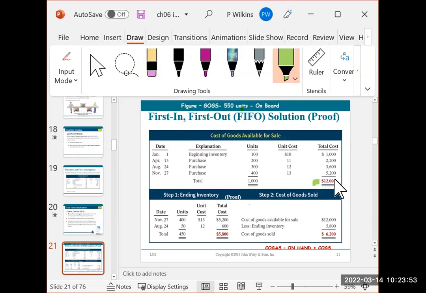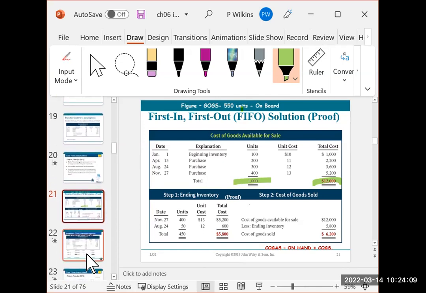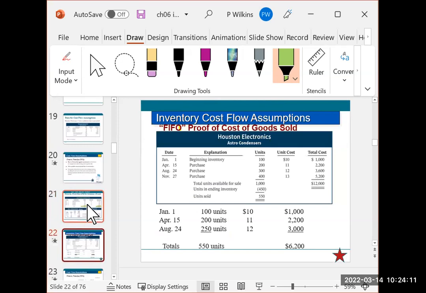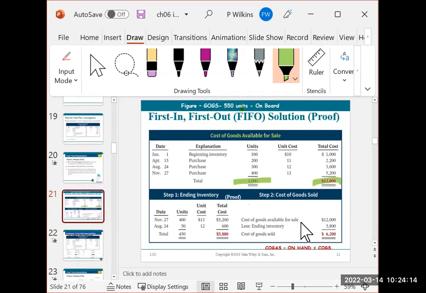All right. So the top part shows what is called the cost of goods available for sale. The total cost of goods available for sale is $12,000. The total number of units available for sale is 1,000. Okay. So let's say that we want to figure out, okay, we're going to do the ending inventory first. Now remember, you're going to solve for whatever the problem asks you to solve for. And what they call this on the bottom, this little chart here, is called the proof. You're proving your number is correct. So I'm going to take you through how we're going to do this.